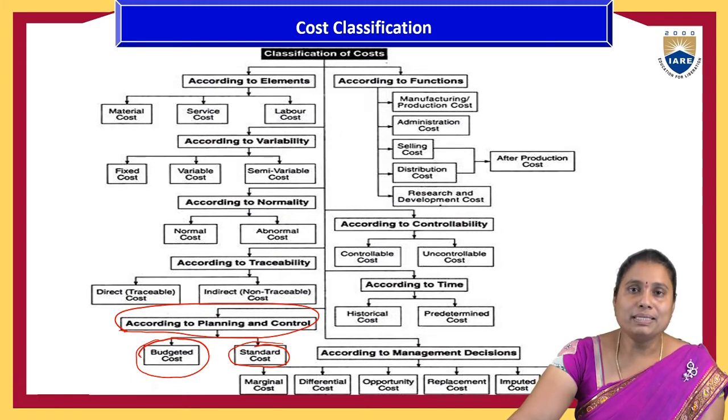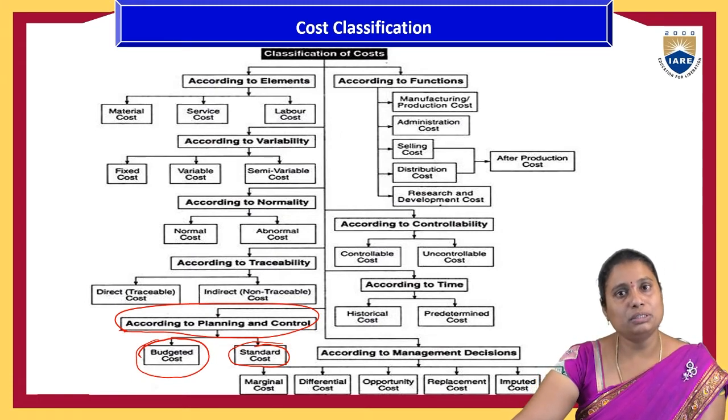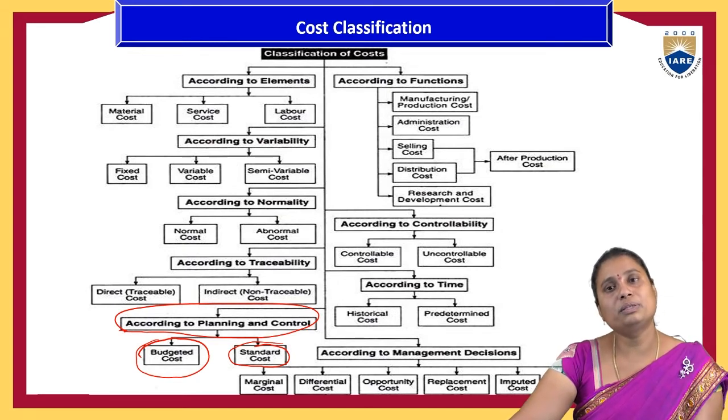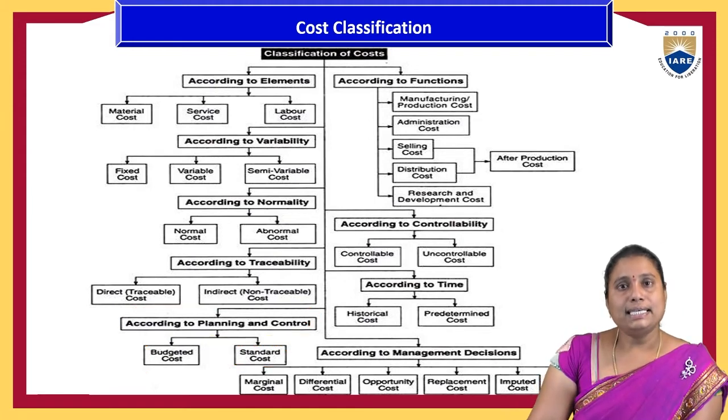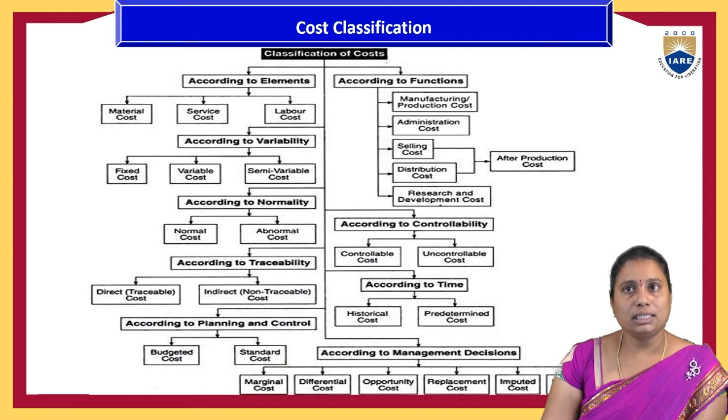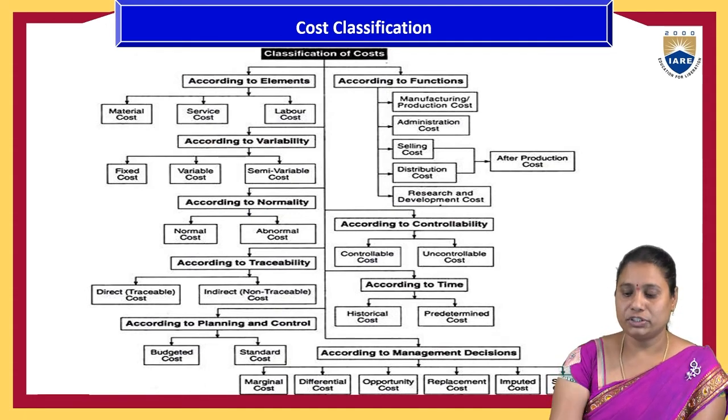So the compulsory expenditures of the organization are called standard cost, and the remaining amount planned by the producer, based on expansion and scope, is called budgeted cost. The next level of classification of cost is according to the function.